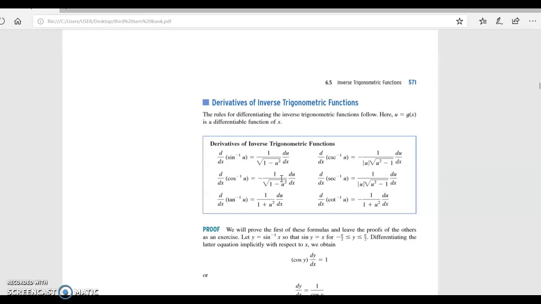Cos inverse u is minus 1 by root 1 minus u square into du by dx. Tan inverse u is 1 by 1 plus u square into du by dx. Cosec inverse u is minus 1 by mod u into root u square minus 1 into du by dx. Sec inverse u is the positive of this one. Cot inverse u is the negative of tan inverse.